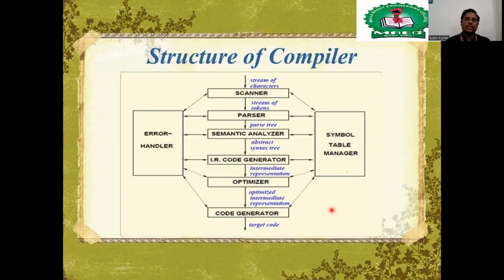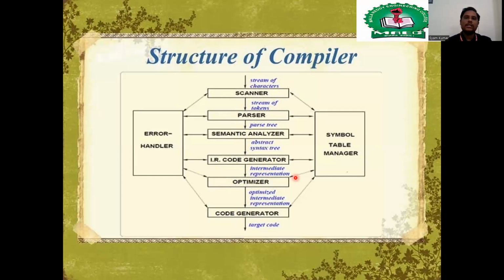If any errors are there, the error handler stores the error data, and any special symbols are stored in the symbol table manager. So the order is scanner, parser, semantic analyzer, intermediate code generator, code optimizer, and code generator. These are the 6 phases of a compiler. It is a very, very important structure of each and every compiler. Whenever you create your own compiler, these 6 phases must be there. The names may be different, but these operations are done.